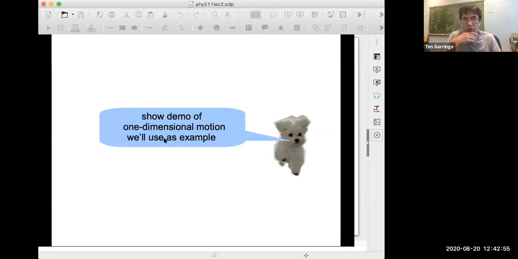Okay, so I want to start with a little demo because I'm going to show you some motion, and we're going to look at displacement, velocity, and acceleration bit by bit in the context of this demo. So let me see if I'm capable of doing that. I think I've got to first change the window I'm sharing.